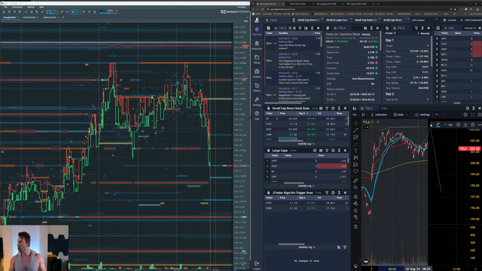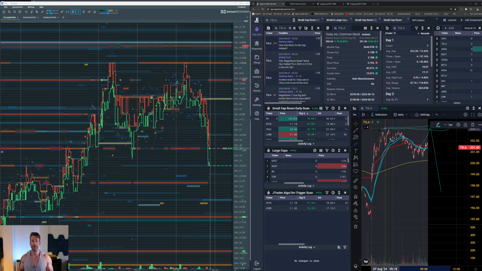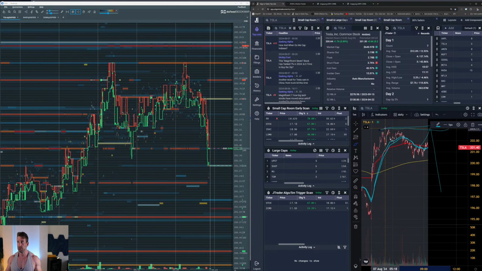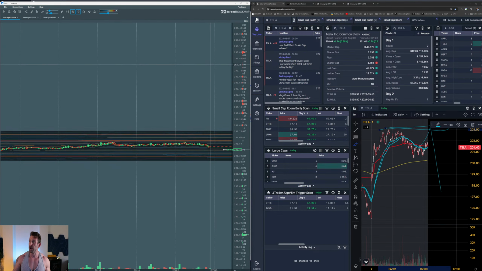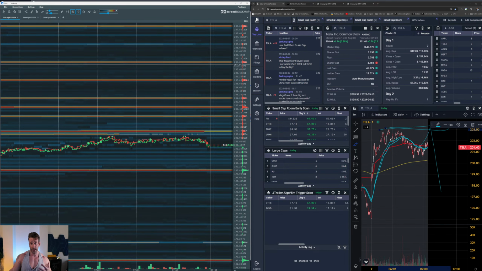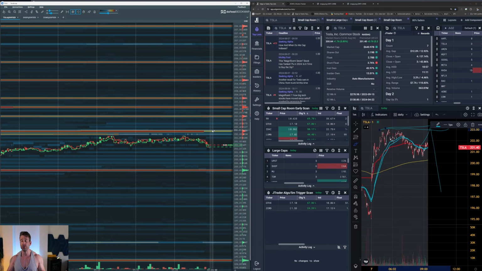Why? Because as I explained before, Tesla often gives us a fake out of a key level, of a pre-market high, or daily level, and then they tend to fail. So 202, 202.50, 203, fake out, trendline break, and I'm looking to short this.